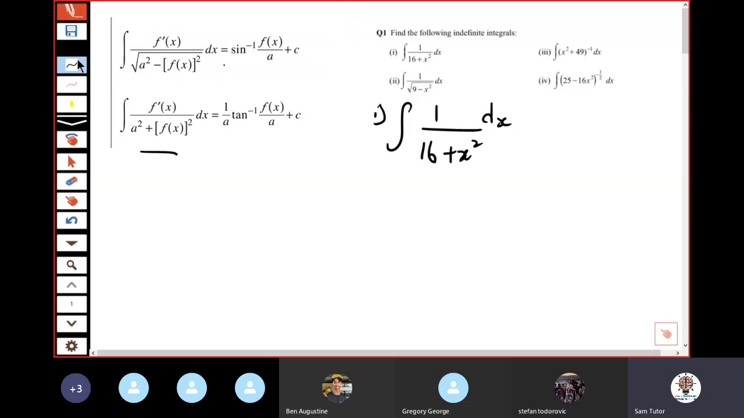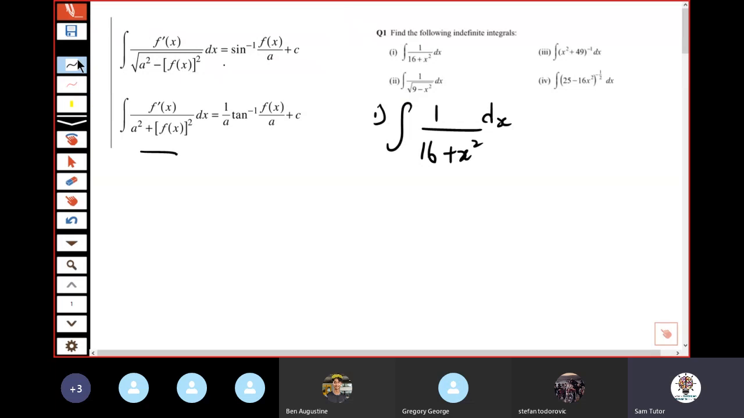plus C. Let's look at that again. 1 on A squared, 16, 1 on A. Do we get that? And then this says f of x, so something goes on top, and then still A, this is still A, plus C. Any questions about that? No? All right, let's start the next one.